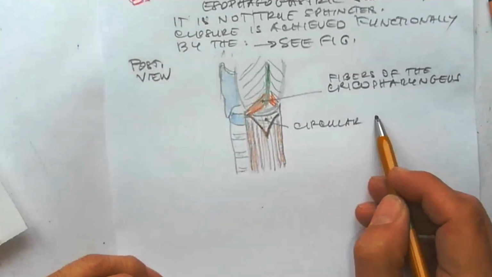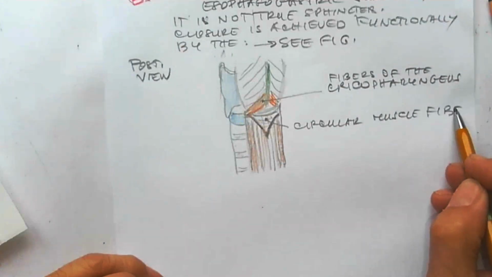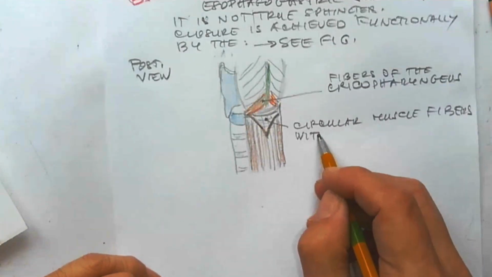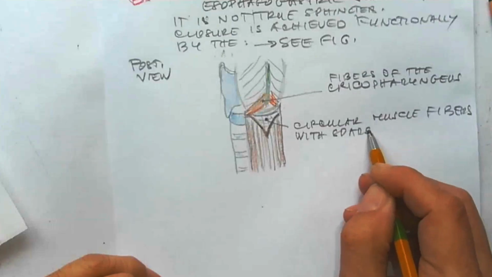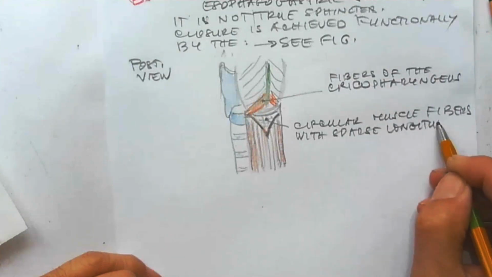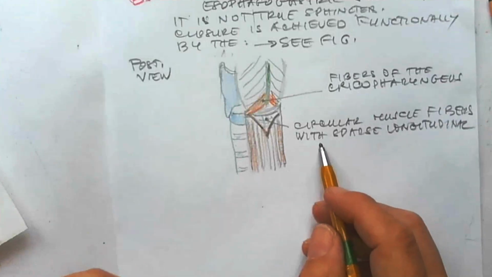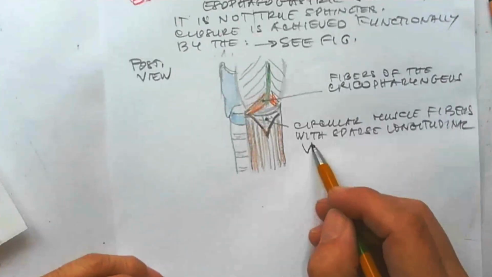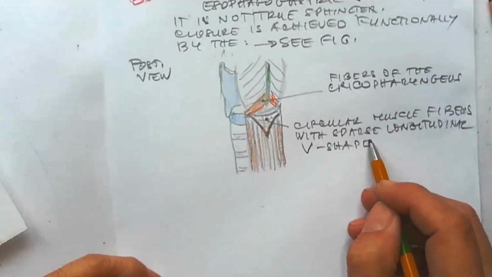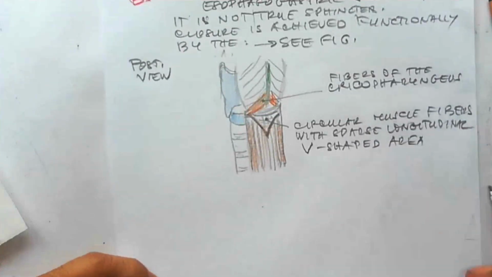Circular muscle. We said it's strong muscle fibers. Circular muscle fibers with sparse longitudinal, because some of them are also longitudinal. It's like a transitional zone, longitudinal fibers, and we call it V-shaped area. This is in fact the transitional V-shaped area.